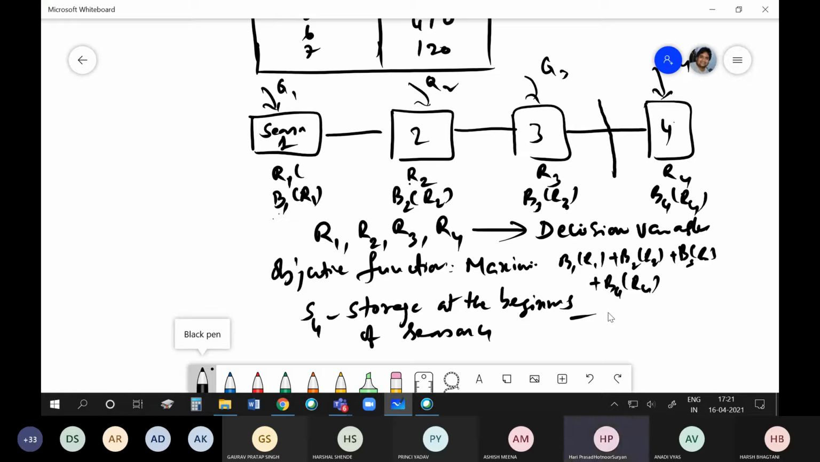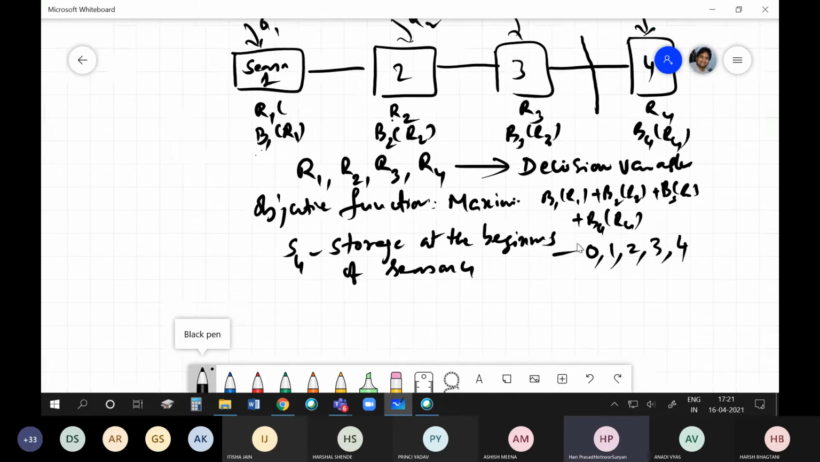The capacity of the reservoir is 4 units. We will be talking in terms of units. What are the possible values of storage? 0 to 4. I can have 0, that means the reservoir is totally empty, or I can have 1 unit, or 2, or 3, or 4 when the reservoir is full. So these are the possible values of S4.